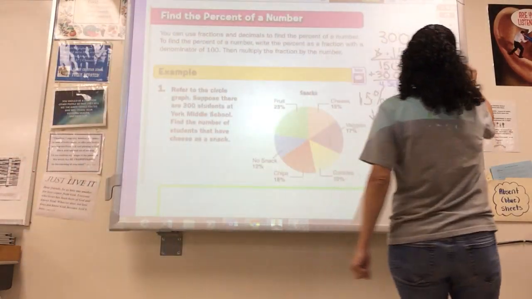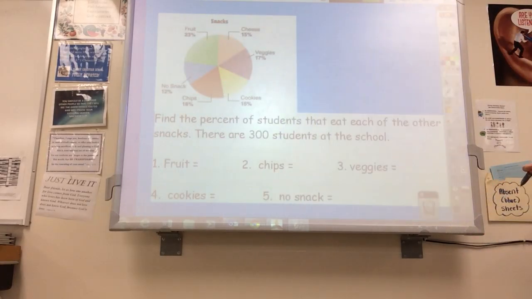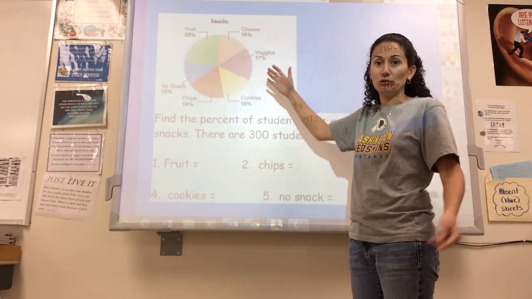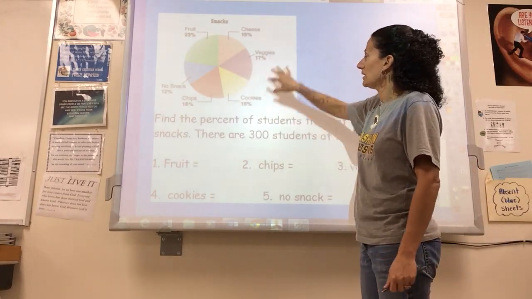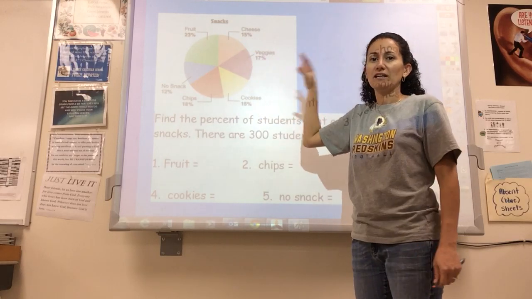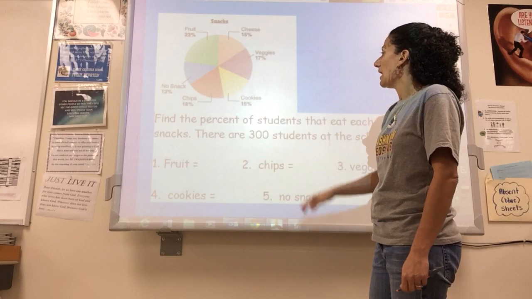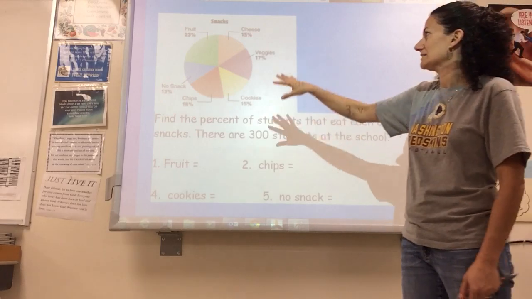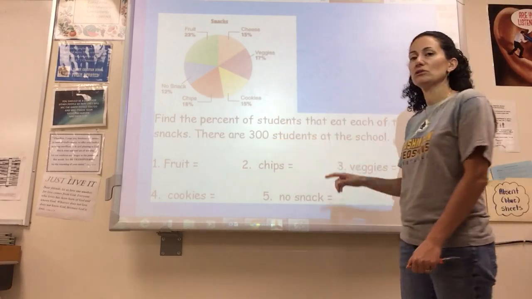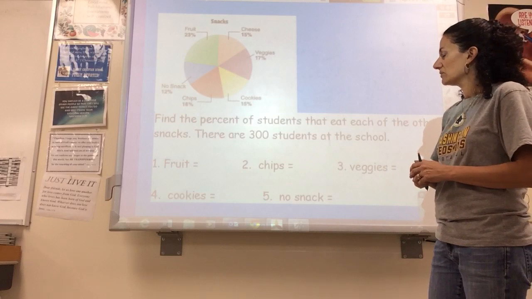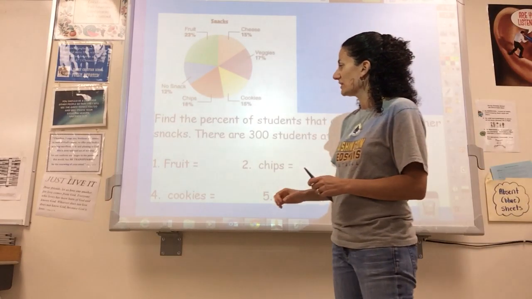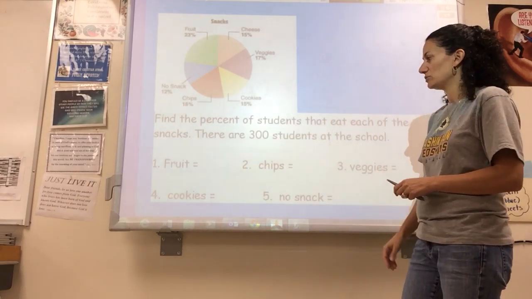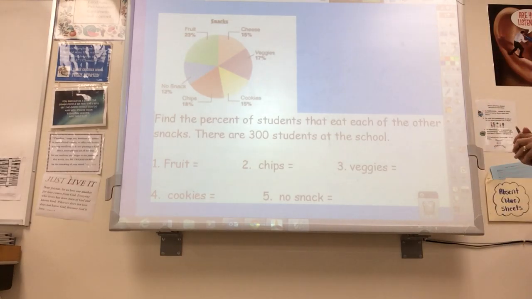Take a look at some word problems that I want you to try using the method I just showed you. This is the same circle graph showing the data from York Middle School. These are the same snacks, and these are the percentage of kids that bring those snacks. I want you to try to find the number of students that eat each of the other snacks at York Middle School. Remember, there are 300 students at the school altogether. So I'd like you to try to find the number of kids that eat fruit and the number of kids that eat chips. Why don't you just do those 2 examples, then we'll go over them.